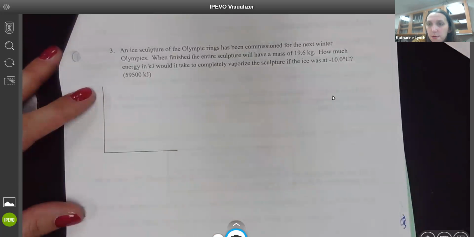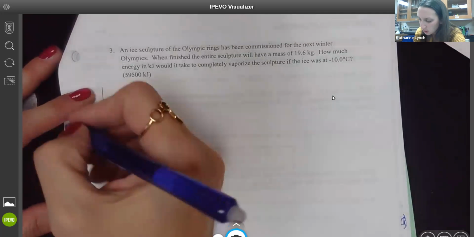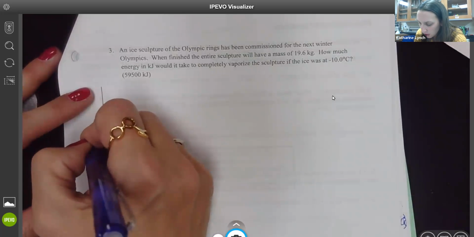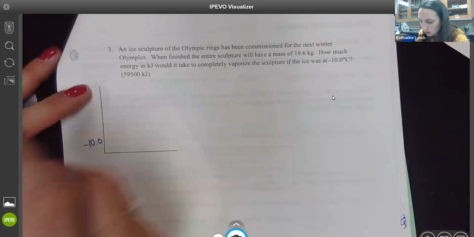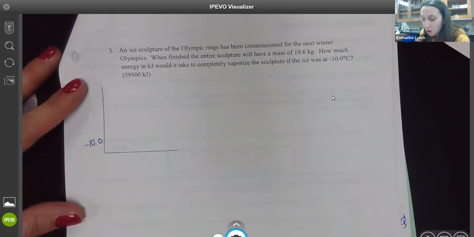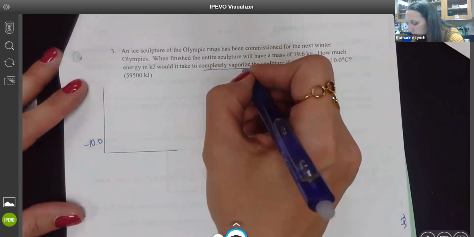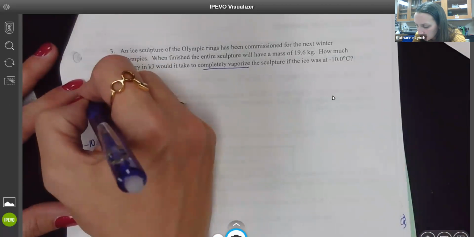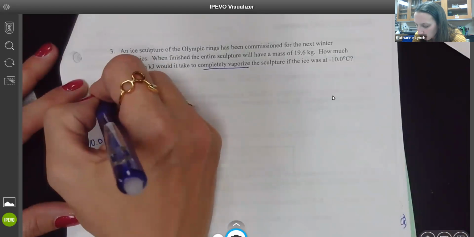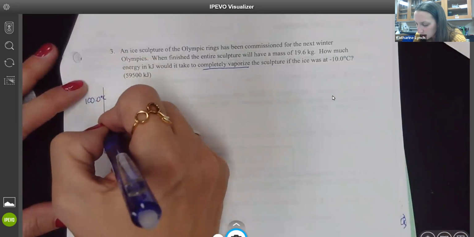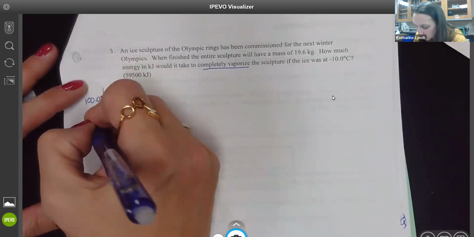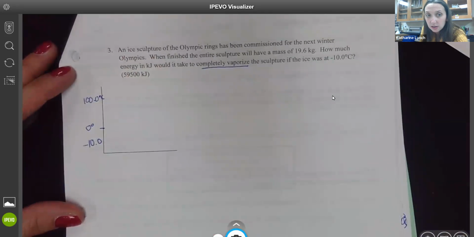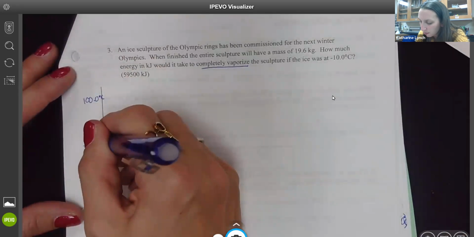So like we have before, let's sketch out the temperatures. This is where we're starting. We want to completely vaporize the sculpture. Vaporization of water happens at 100 degrees Celsius. The other important temperature we need to keep track of is where water melts, where the ice turns into liquid water. So I'm going to have 4 parts to my graph here.